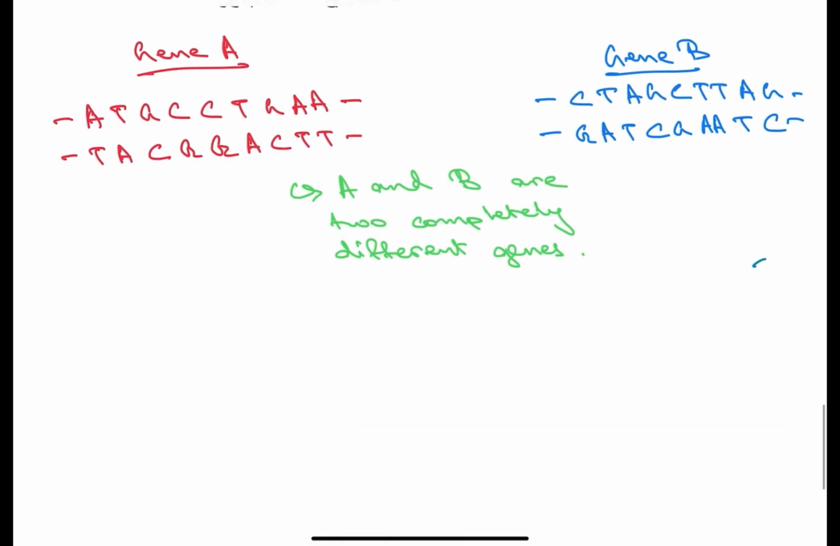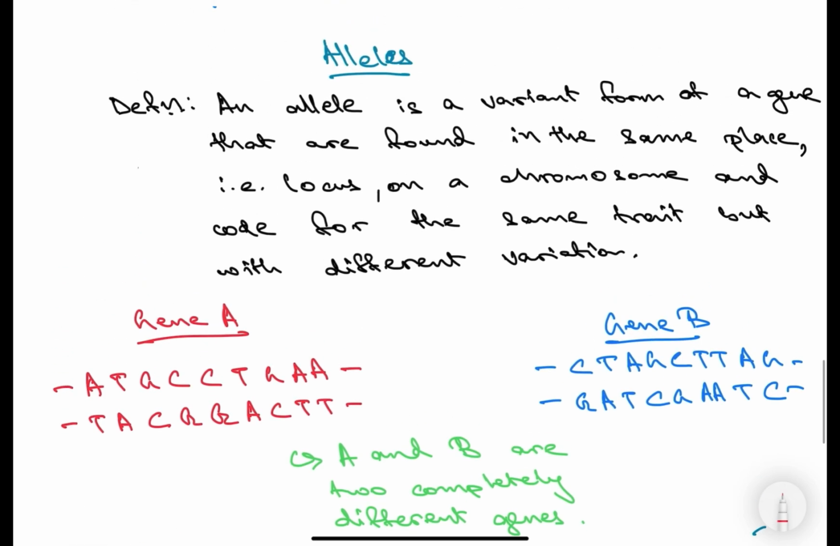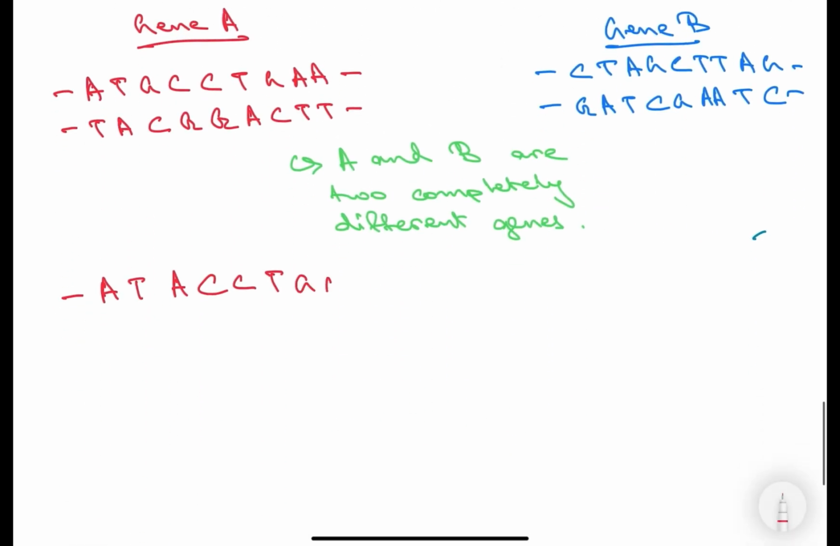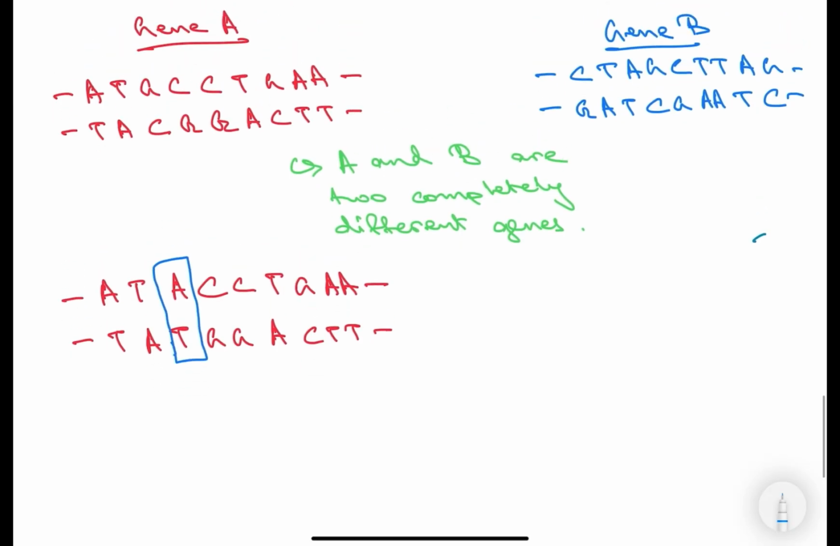but if we see a slight change in the nucleotide sequence, suppose A, T, A, C, C, T, G, A, and in this sequence it's T, A, T, G, G, A, C, T, T. We can see that between these two genes, there is only a change in this nucleotide, these base pairs.